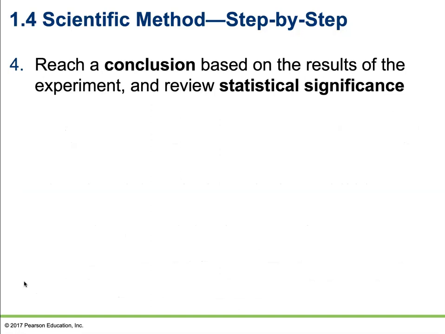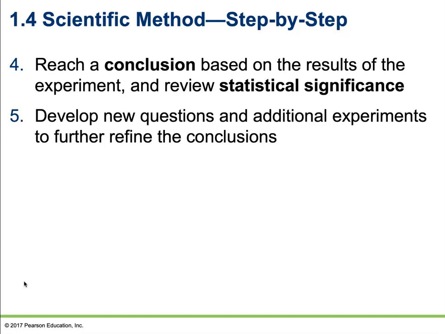Once I have completed my experiment, I should be able to reach a conclusion based on the results of the experiment and review statistical significance. So it's not enough to just determine, okay, was that a positive or negative result, but is that a valid positive result? We are not going to spend a lot of time in this class reviewing statistical significance. We're actually not going to spend any time at all on mathematical statistics, but you may spend some time on this in some other classes.